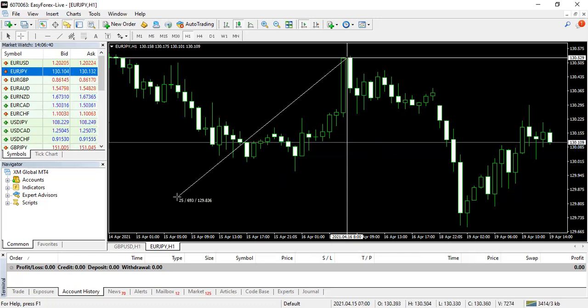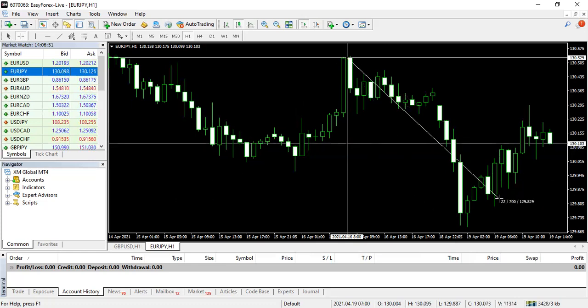So if I bring it here up to this level, the price level is 129.836. That is the level or the price level. Is that okay? If I bring it here, this is 70 pips, 22 candles, 70 pips, and the price level is 129.829. Do you get it? So that is the two.